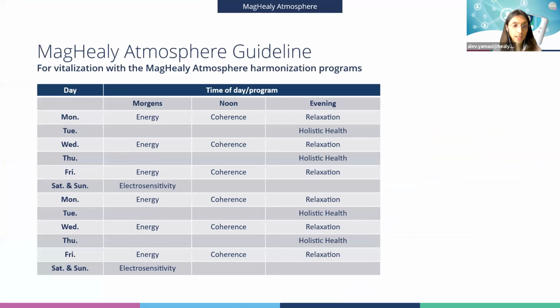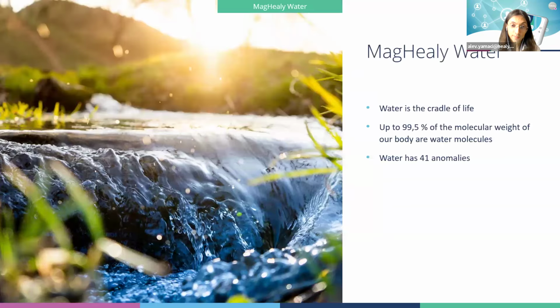And here you have a guideline again. So you can, for example, in the morning, immediately start your energy program and energize the whole room. You can also start electrosensitivity when you're, of course, in a hotel room. Or, of course, you can use coherence everywhere. And for evening relaxation, of course, makes sense. And holistic health, so you get in a regenerative, basically, mood. That also makes a lot of sense.